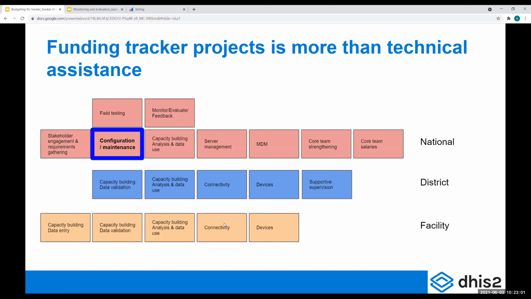At the district level, you will have similar costs, but here you would also have to factor in things like supportive supervision. Who will pay the person who is going to drive out to the different clinics and help them out now and again? We know that that's very beneficial to have a sustainable tracker system. That needs to be factored in to the equation.